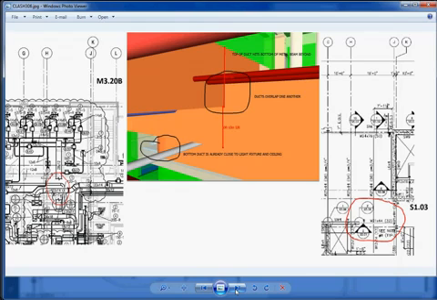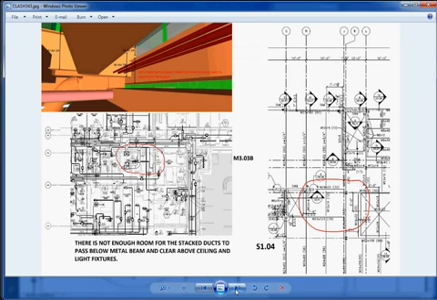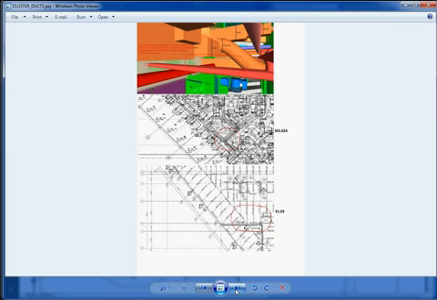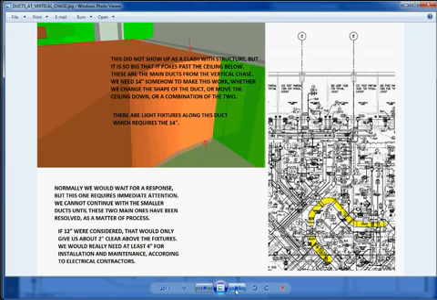ARCHLINE built the BIMs you just saw for the general contractors. We did the models in Revit. We then did the clash detections in Navisworks, and then finally conflict resolutions in Revit.